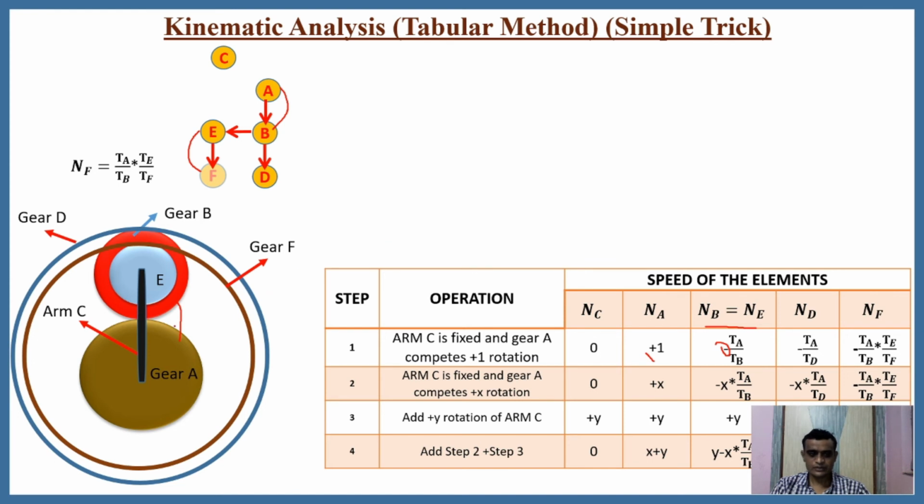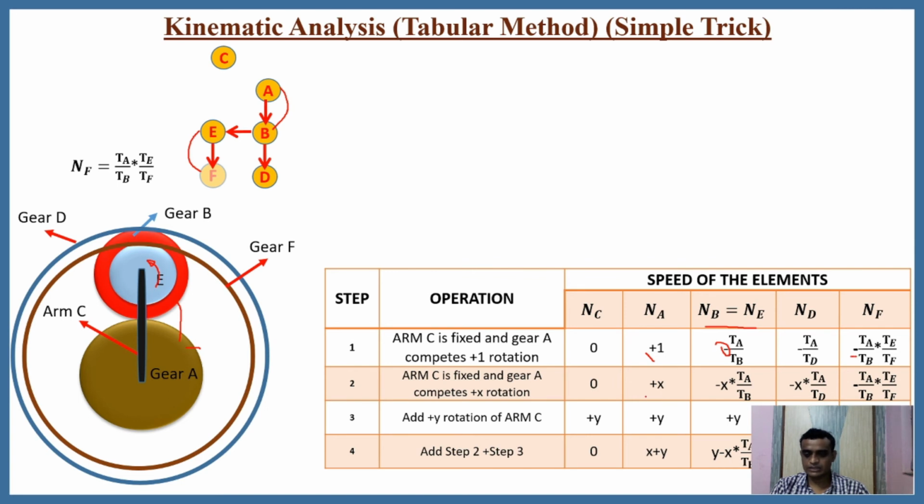Again, if you consider their directions, gear A rotates in the clockwise direction, gear B rotates in the anti-clockwise. Gears B and E are compound gears, both rotate in the anti-clockwise direction. That means gear E rotates in the anti-clockwise direction, and gear F and gear E are having the internal meshing. That's why gear F also rotates in the anti-clockwise direction. That's why it is having the minus sign.